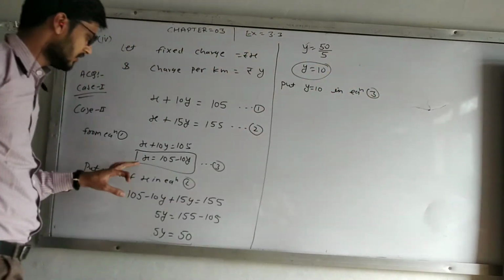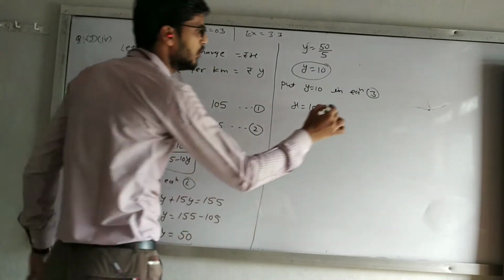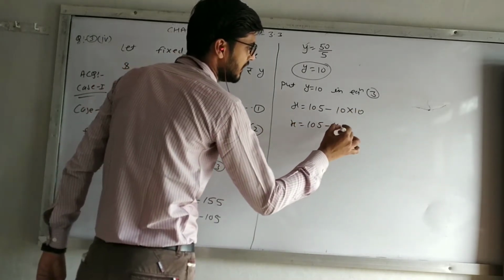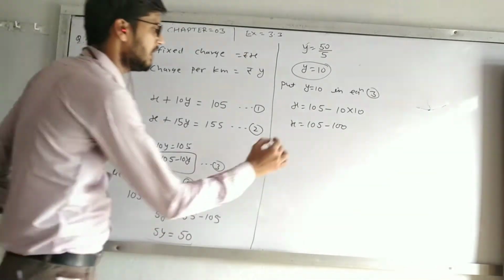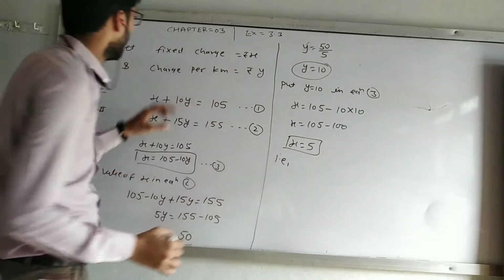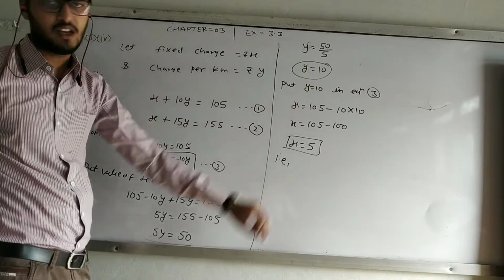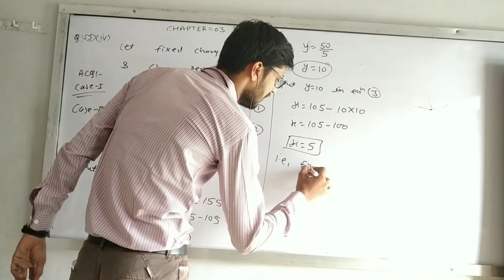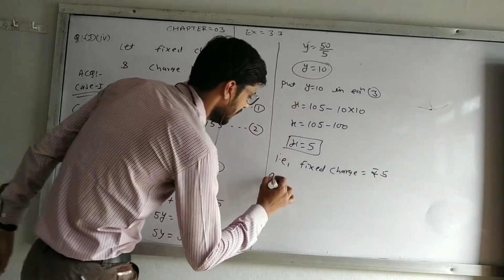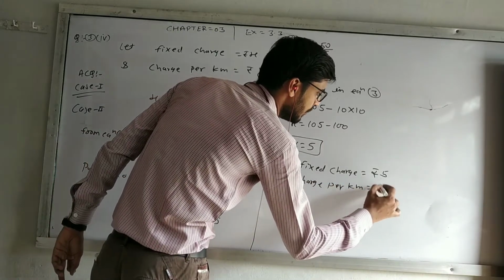So this is our equation third. So X equals 105 minus 10 into the value of Y, which is 10. So X equals 105 minus 10 into 10, we get 100. So X equals 5. That is, our fixed charge is 5 rupees and the charge per kilometer is 10 rupees.